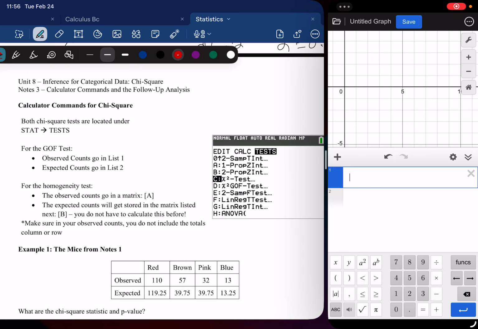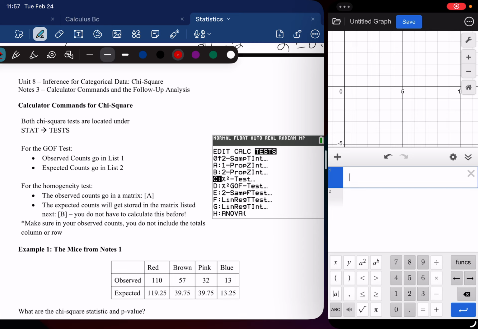Okay, notes 3 is calculator commands and follow-up analysis. A lot of these notes we're going to end up crossing out because it has to do with the TI-84, and I'm going to write you the steps on Desmos. This note is pretty much a refresher from notes 1 and notes 2, combining those first two notes and seeing if you know how to find the difference between a chi-squared goodness of fit and a chi-squared of homogeneity.